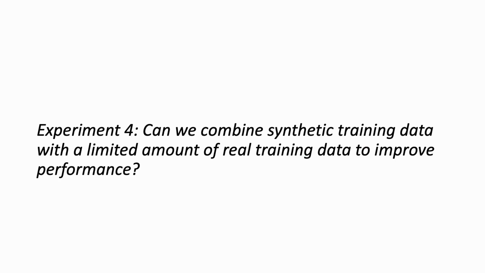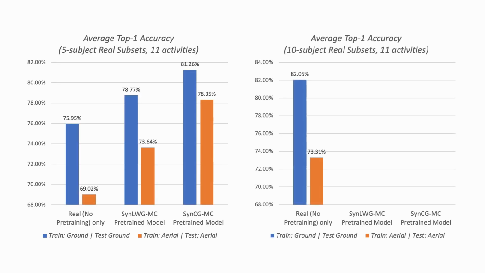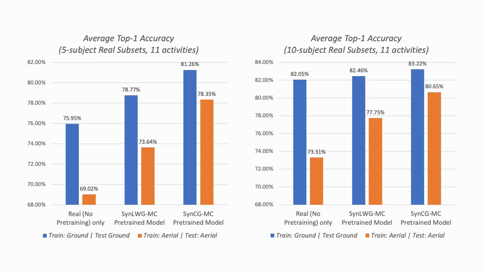The fourth research question is, can we combine the synthetic training data with the limited amount of real training data to improve the performance? The idea of this is to simulate a scenario with a small amount of real data given the synthetic training data. We compare the performance of the model trained on small subsets of real data with that of the model pre-trained on the synthetic datasets and fine-tuned with these subsets of real data. The results suggest that using the synthetic CG-MC for pre-training the model improves the performance. The performance was higher for 10 subject subsets.